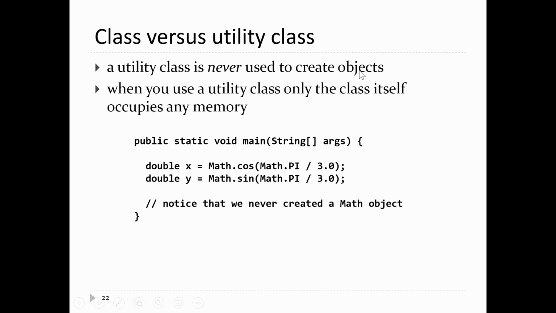So if you're making one of these classes, the point of the class is to not make objects. So you never use the class to make objects. And when you use a utility class, only the class itself ends up in memory. For example, if you use the Math class, all you do is write Math.cos and Math.sin. If you want to use pi, you just write Math.pi. Nowhere in here do you make a Math object. So nowhere do you write Math m equals new Math.